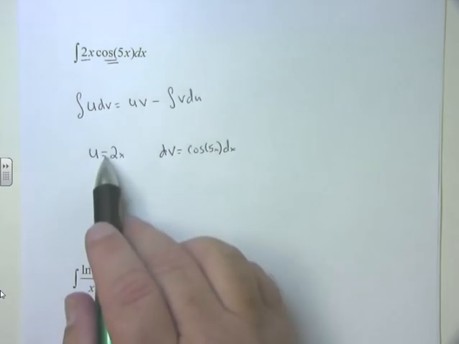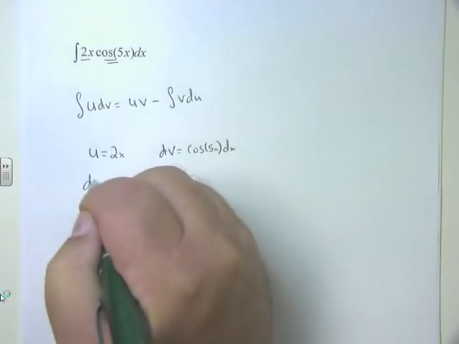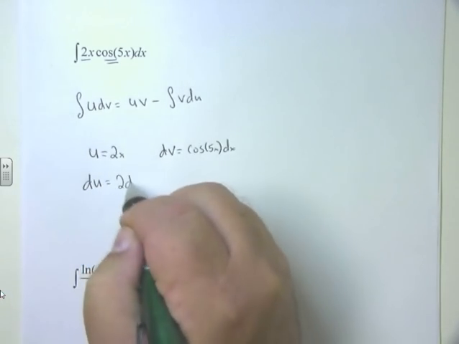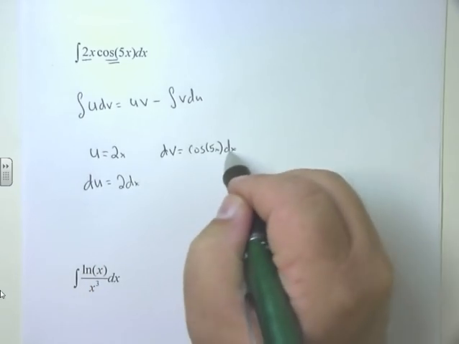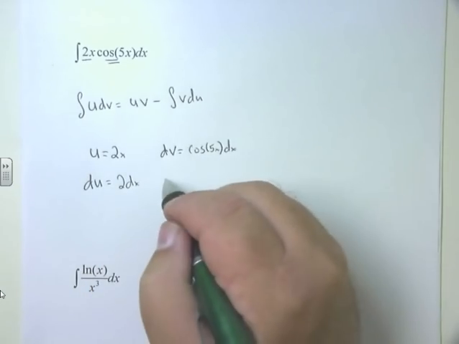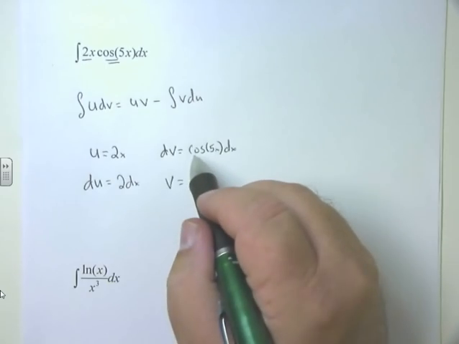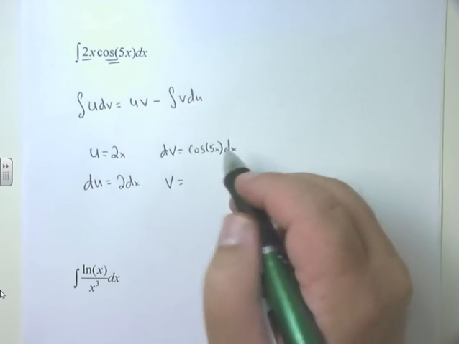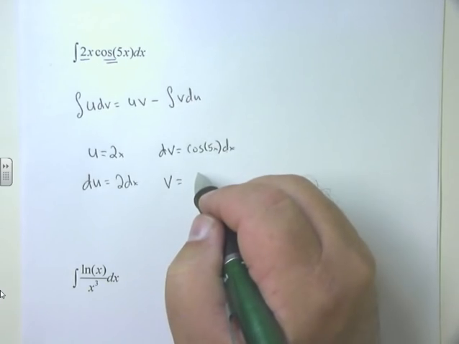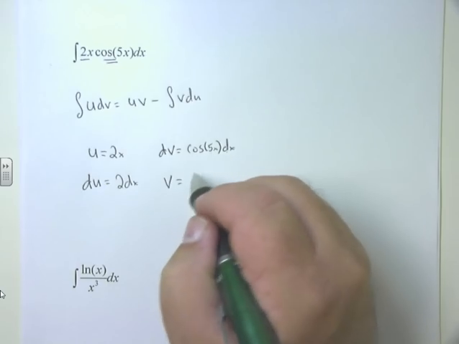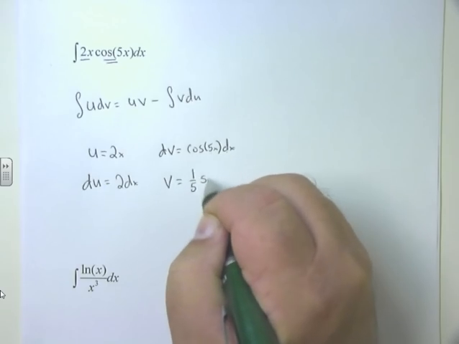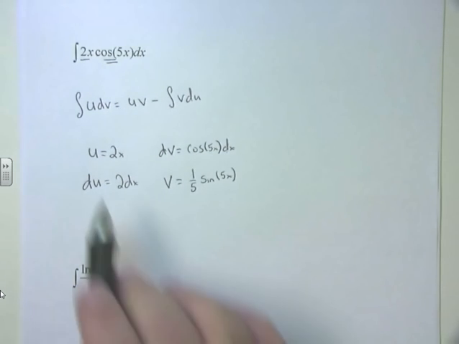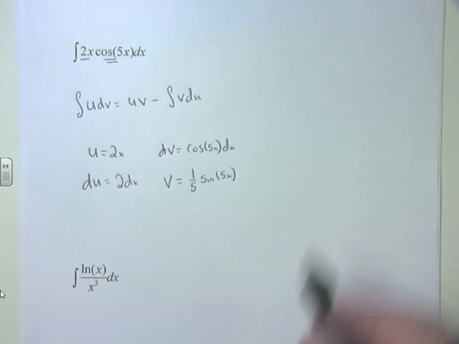But once you decide what u and dv are, then you have to find du to set up your chart. u equals 2x, then the derivative of 2x is 2 dx. dv is the cosine of 5x dx, and again, I need to integrate to get v back. This is the integral of the famous cosine of kx dx formula. The integral of cosine of kx dx is 1 over k sine of kx plus c. So k is 5, so that'll be 1/5 sine of 5x. No plus c's on this stuff until we get our final answer. But these are the parts that I'm going to substitute in.